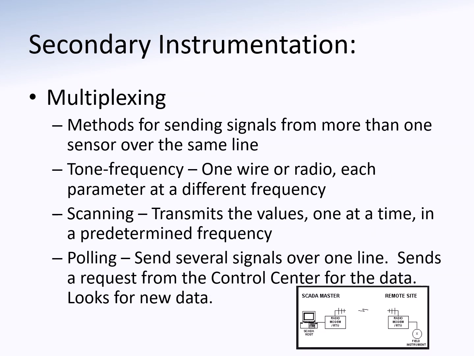Multiplexing is a way for that information to communicate from the remote location to the central location. And really, like I said here, it's a method for sending signals from more than one sensor over the same line. So you've got the different types here. You've got tone frequency, scanning, and polling.